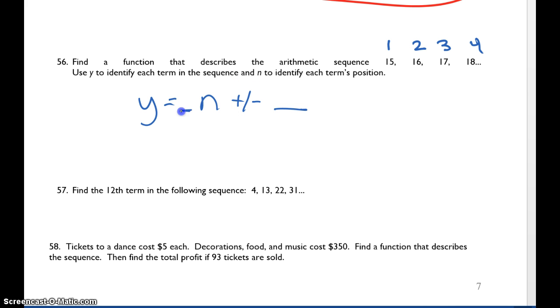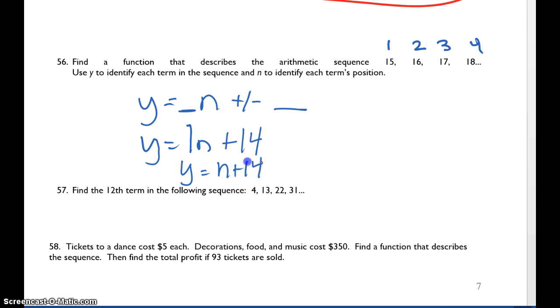Okay. So we're going to try and fill in this by saying, let's see, what is 1n? We're always going to start with this 1n, so I'm just going to write 1n or just n, either one's going to work. So 1n there for n, since that's the position, that's 15. So y is equal to 15. So 1 plus what equals 15? In this case, plus 14. So we would have y equals n plus 14.